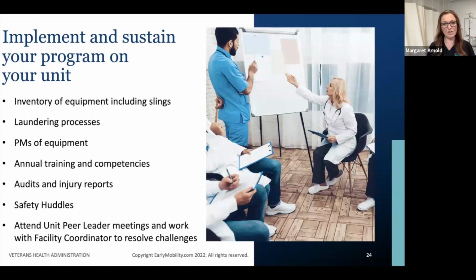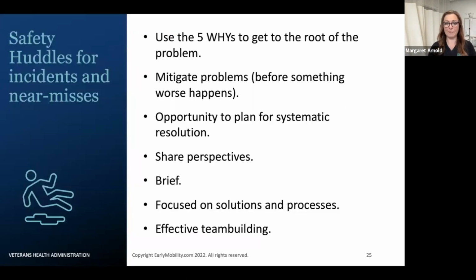But these things we're talking about can be the difference between a successful program on your unit and one that you just are struggling and feeling frustrated by. And the more of these pieces you do well, and you enlist the help of others to help you do well, the more fulfillment you will have from your role as a unit peer leader.